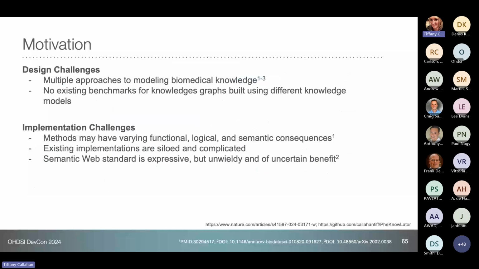Just to give you some background to quickly motivate this work, there are design and implementation challenges that make it difficult to build a knowledge graph. The design challenges include that there are multiple ways to model knowledge, and there are no existing benchmarks for knowledge graphs built using different data models, so it's difficult to know which approach to use. Implementation challenges include that these methods may have varying functional, logical, and semantic consequences, and the existing methods tend to be siloed and complicated, especially when you consider that the semantic web standard is really expressive, and it's not entirely known the benefit of it when used to represent knowledge graphs if your intention is to do different kinds of downstream tasks. So we designed PheKnowLator with this in mind.